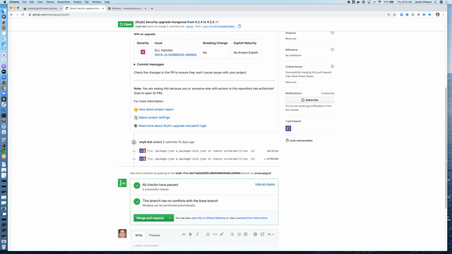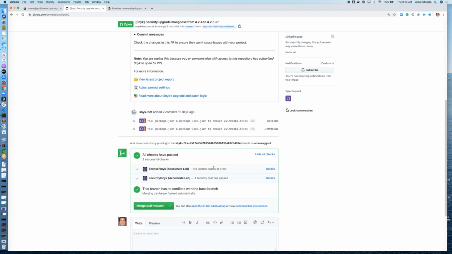I can also run a number of checks on this. So if I was to merge this pull request, even though it came from Snyk, it also passes the security checks, so we know that we're good there, and it also would pass the license check, which means that we are in compliance with the policies set forth within the company around licensing.